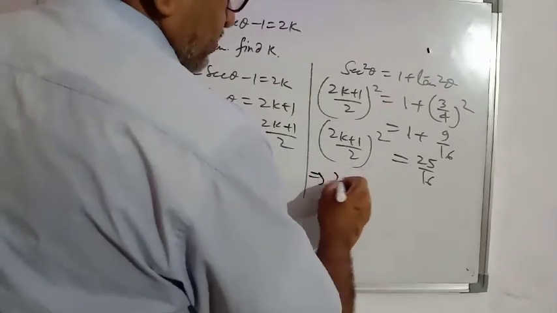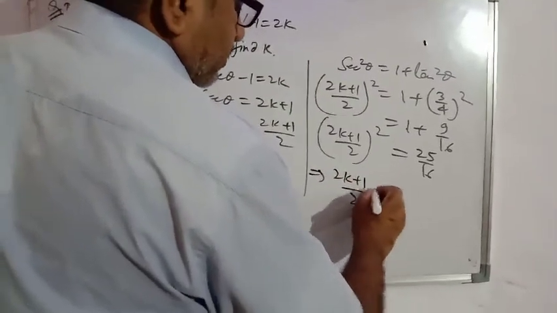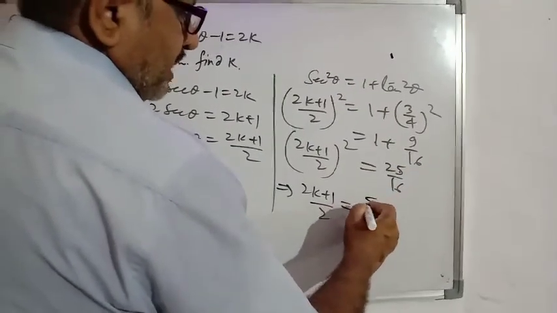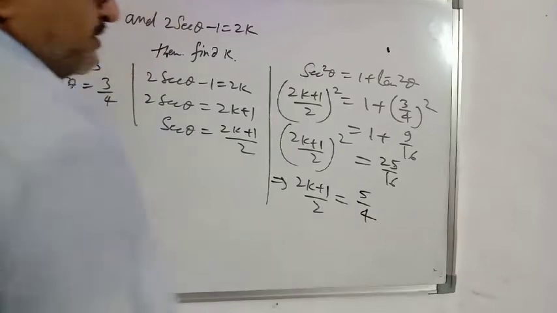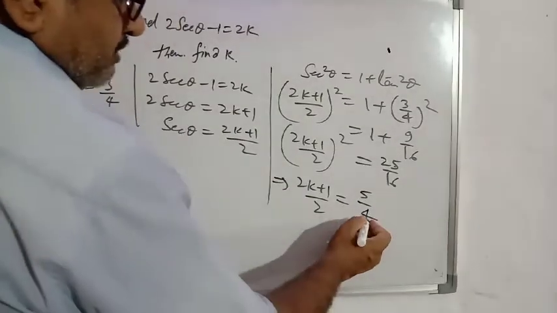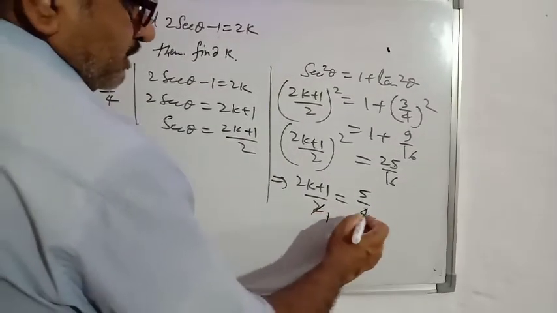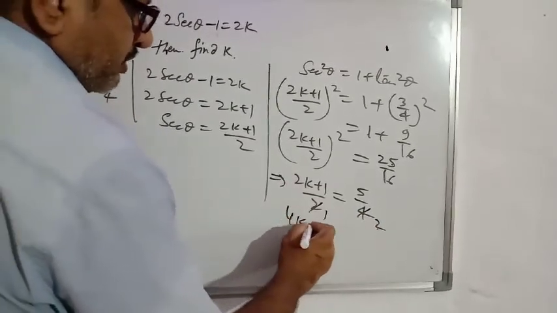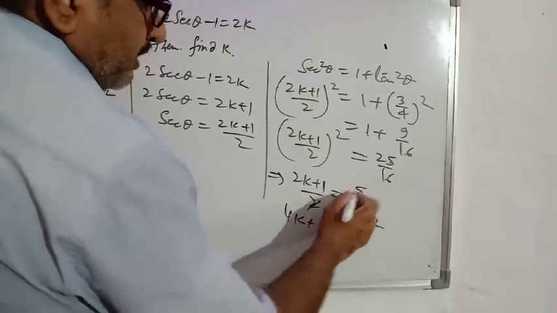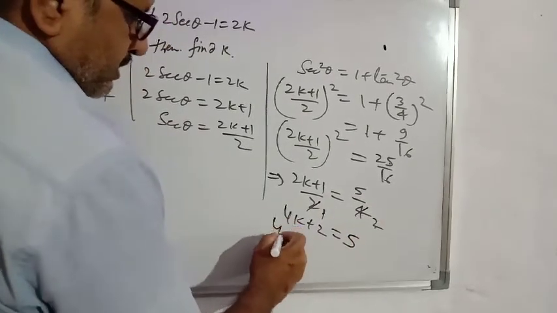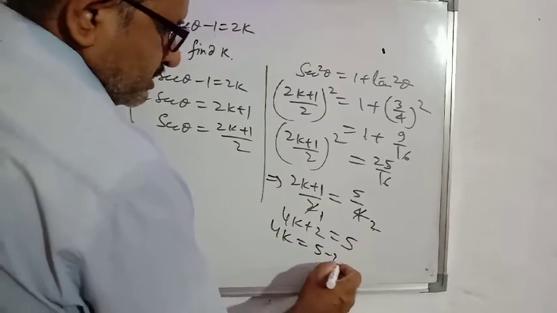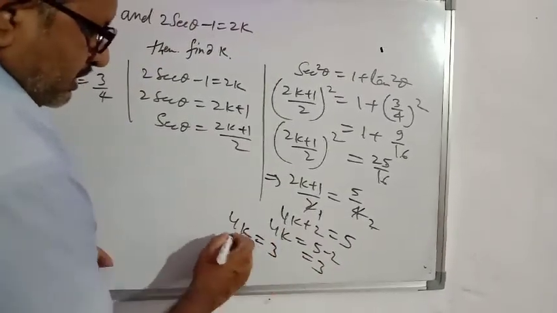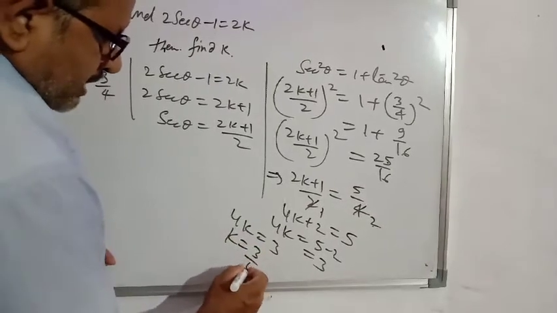This implies 2k plus 1 by 2 is equal to, we will take the square root. So square root of 25 is 5, square root of 16 is 4. We can cancel 2: 2 ones are 2, 2 twos are 4. Then cross multiply: 2 into 2, 4k plus 2, and 1 into 5, 5. 4k is equal to 5 minus 2, means 3. So 4k is equal to 3. What will be k? 3 by 4.